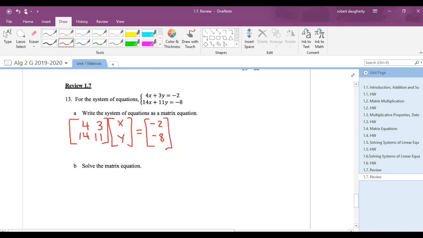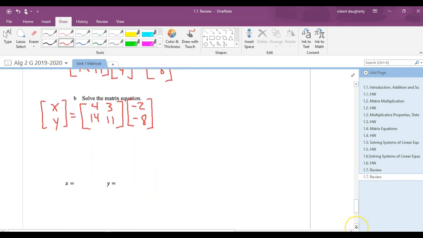Solve the matrix equation. This matrix equation, xy, is equal to the inverse of 4, 3, 14, 11 times negative 2, negative 8. Now it just boils down to finding the inverse, doing the multiplication. So how do I find the determinant of that matrix? The determinant is going to be 4 times 11 minus 3 times 14. That's 44 minus 42. The determinant is 2.